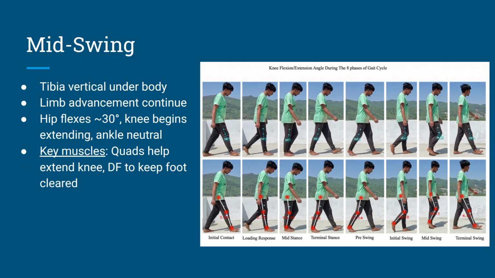Mid-swing, the limb advances under the body. The tibia becomes vertical. The hip flexes about 30 degrees. The knee begins extending, and the ankle is in neutral. The key muscles to think about are the quads, again extending the knee, and ankle dorsiflexion to keep the foot cleared.